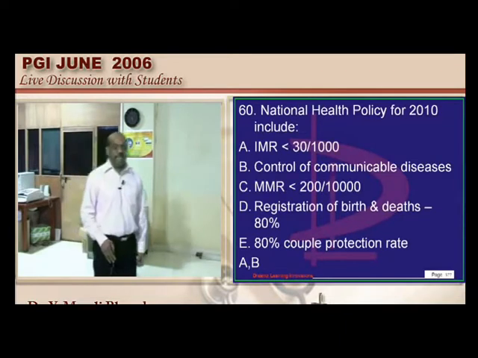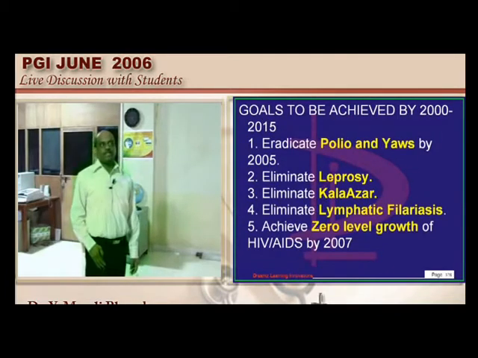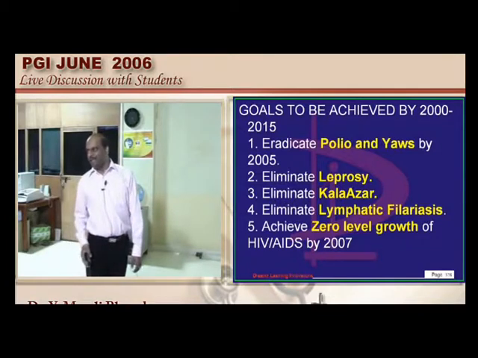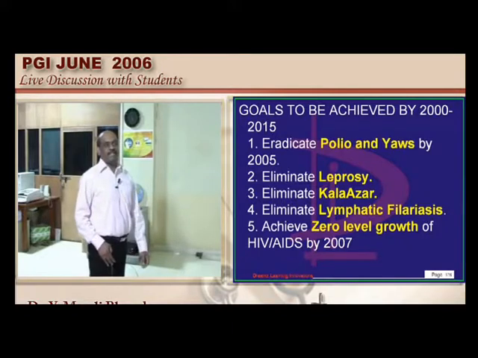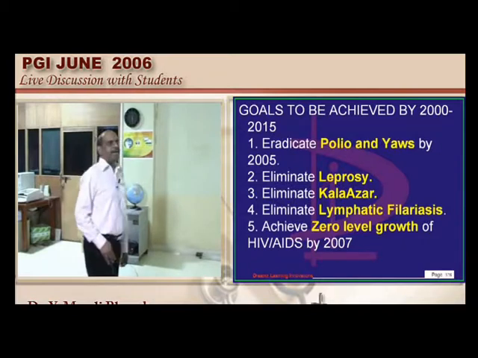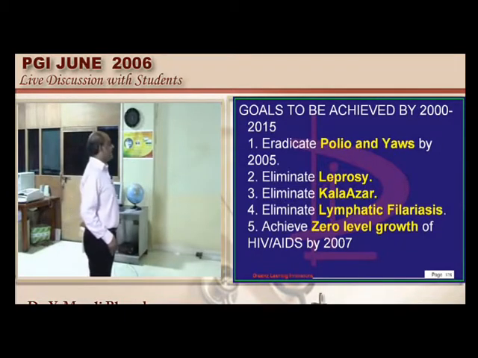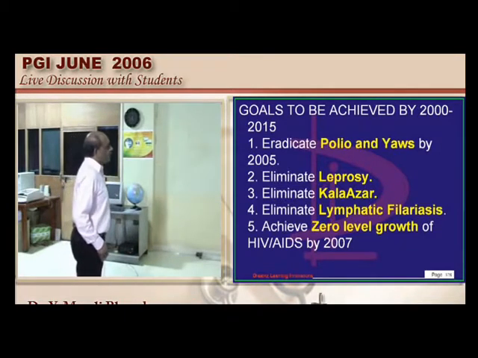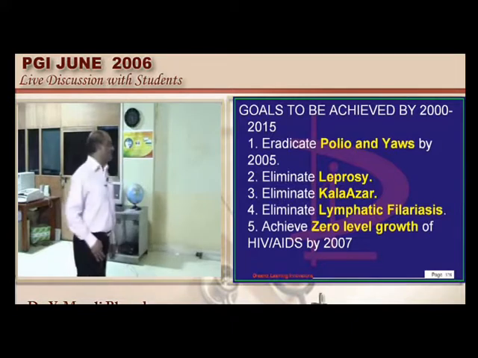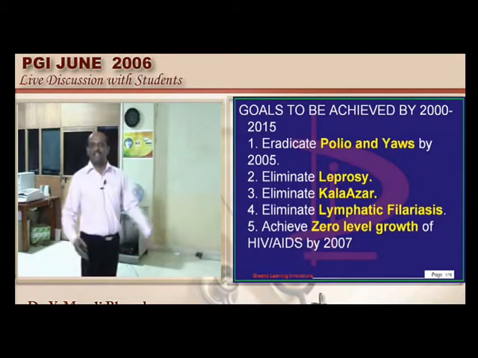Now what does National Health Policy 2002 say? Eradicate polio and yaws. By when? By 2005. But did we eradicate? No. That is called planning, right? Then eliminate leprosy, did we? Very difficult. Then Kala Azar, very difficult. Eliminate lymphatic filariasis, Garibi hatao. But Garibi will never be hatao until Amiri continues in this country, right? So achieve zero level growth of HIV. Oh, that means everything which is ambitious is called planning, doctor. Be very, very sure. Sometimes you say, I planned a lot for preparing today, but nothing is happening. Nothing can happen. That's the reason it's called planning.